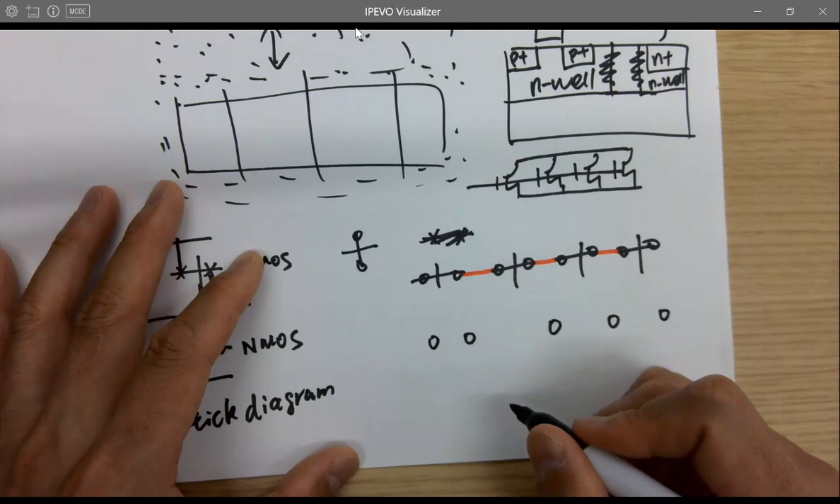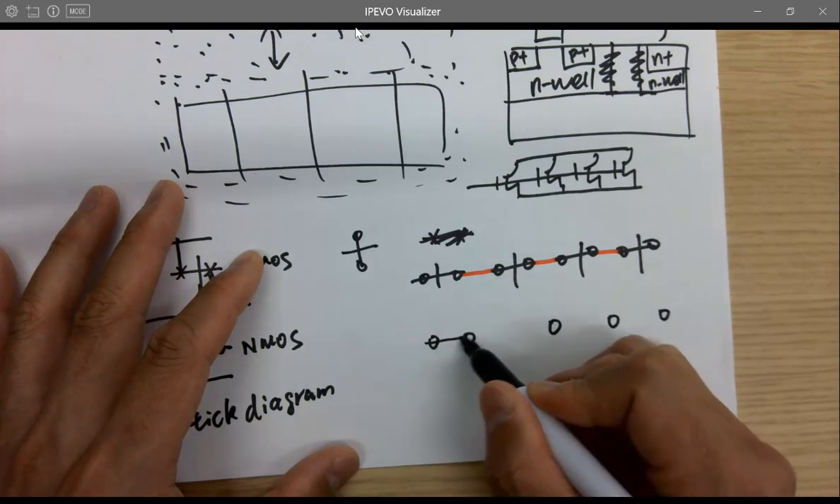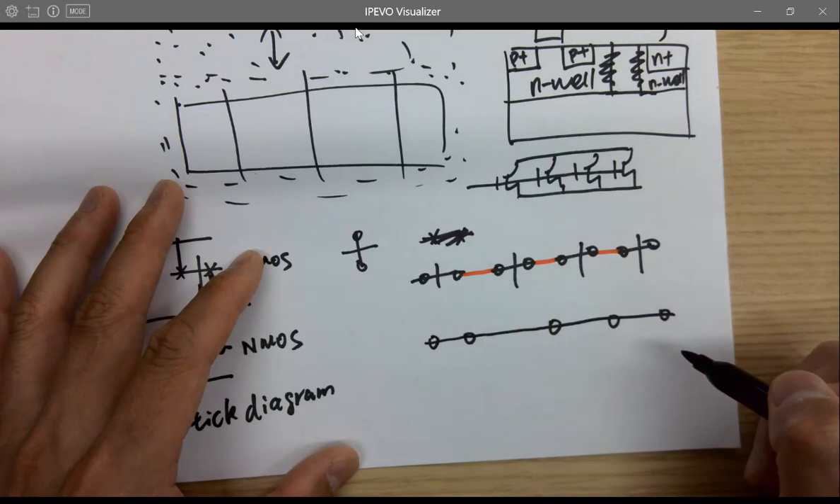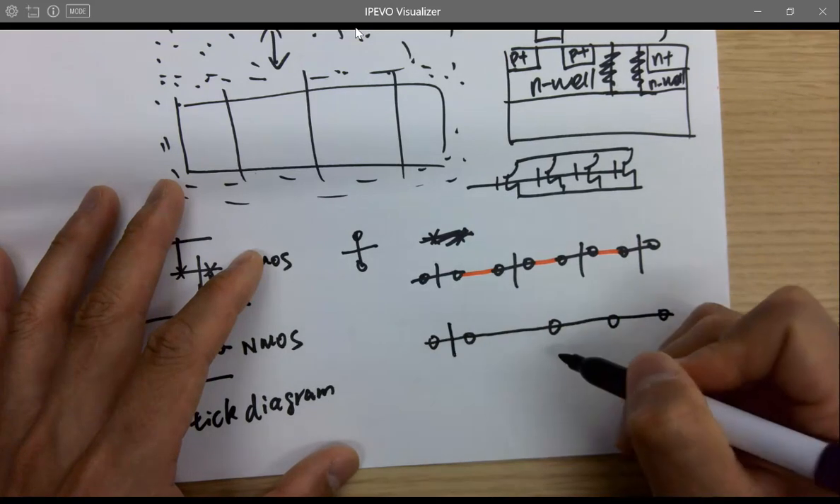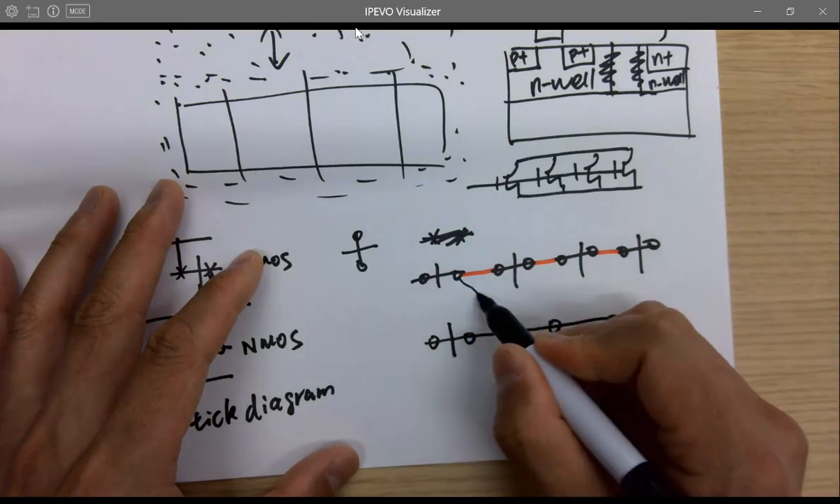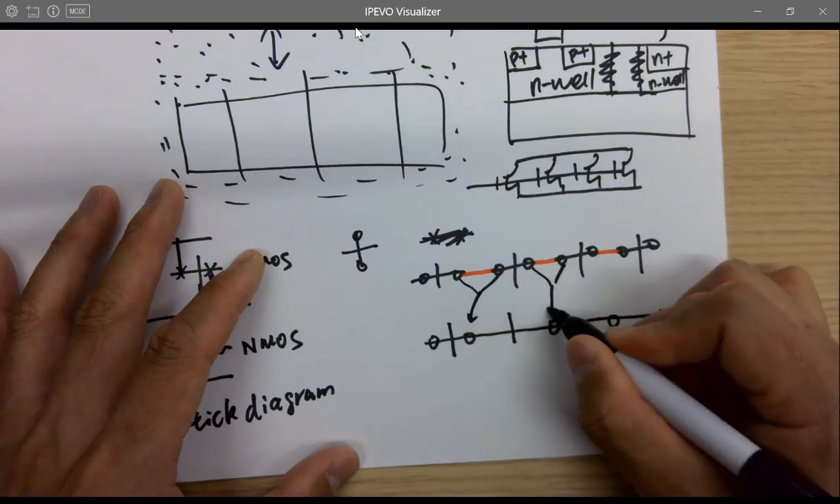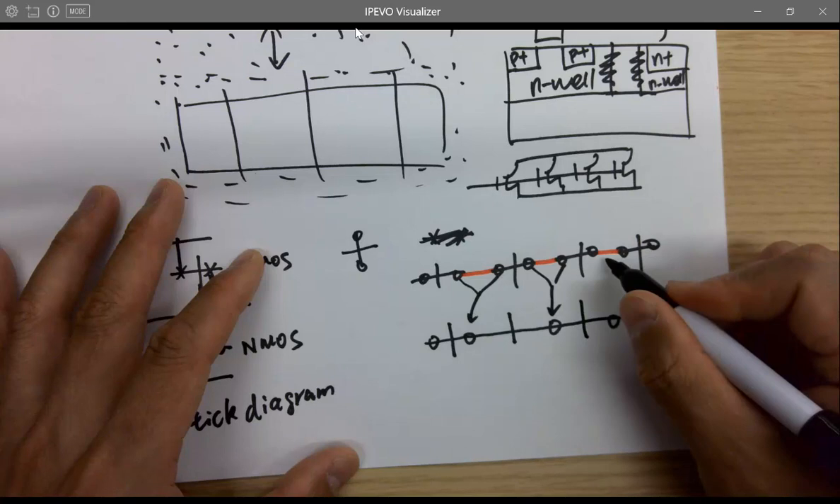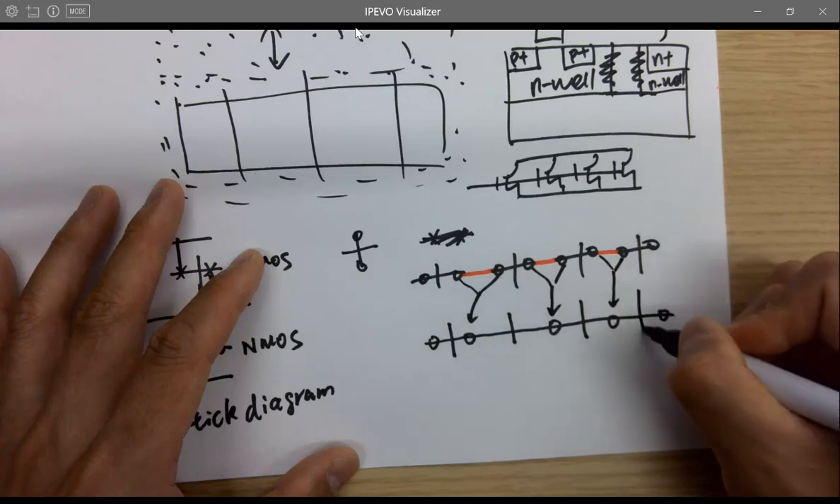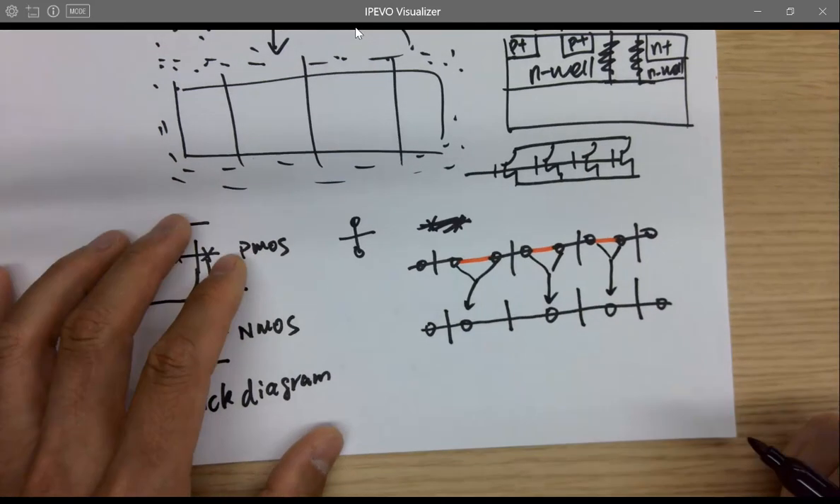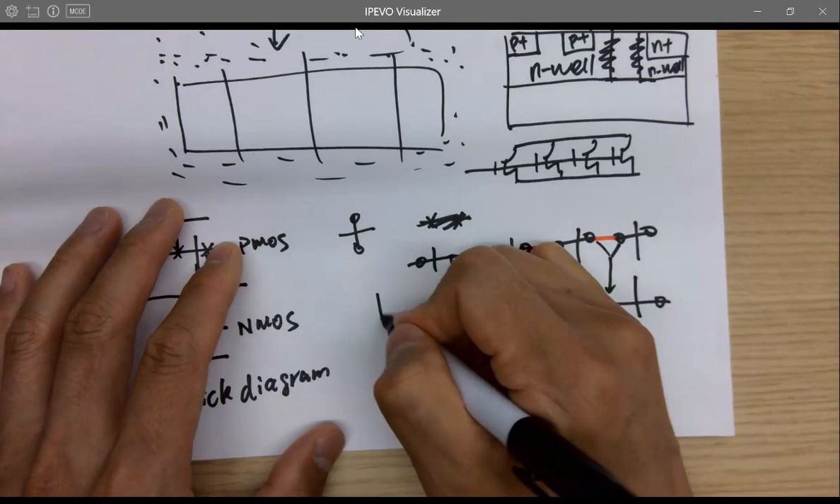Okay. And still the channel. You merge these two into one. So got a gate here. You merge these two into one. Got a gate here. You merge these two into one. You got a gate here. So they're equivalent.